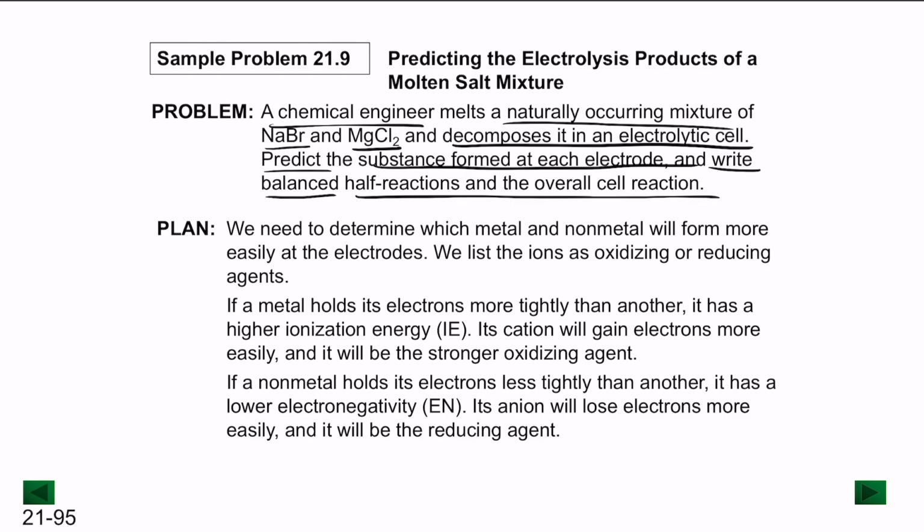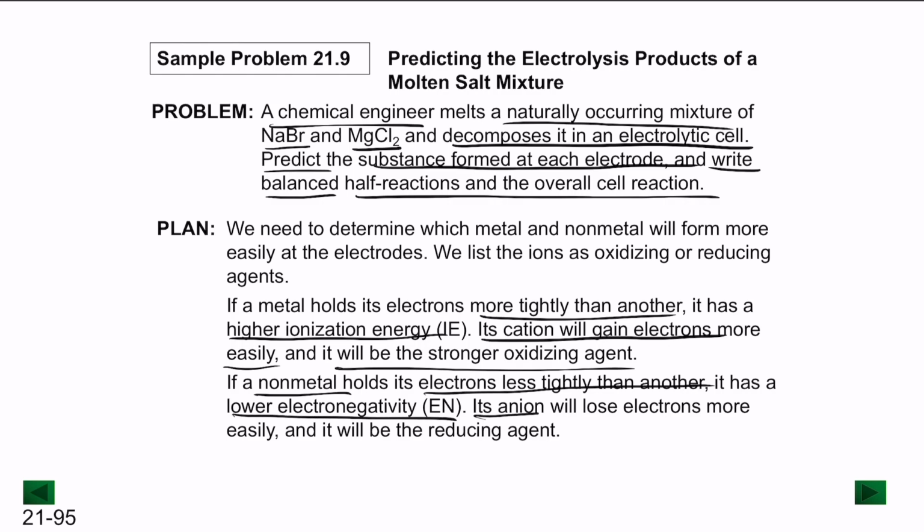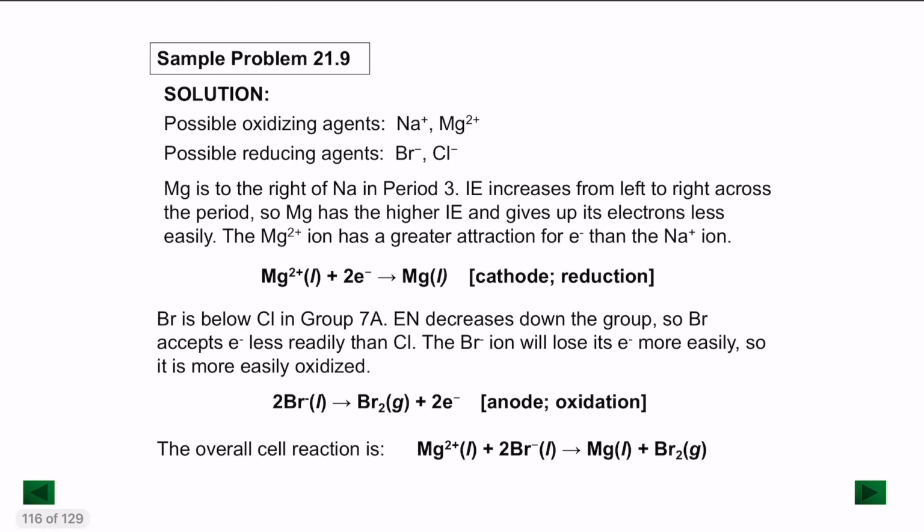If a material tries to gain electrons faster, it must have a higher ionization energy. A metal that can hold its electrons more tightly generally has a higher ionization energy, so its cation will generally gain electrons more easily, thereby becoming a strong oxidizing agent. If a non-metal holds its electrons less tightly than another, it will generally have a lower electronegativity, so its anion will lose electrons more easily and become a reducing agent.